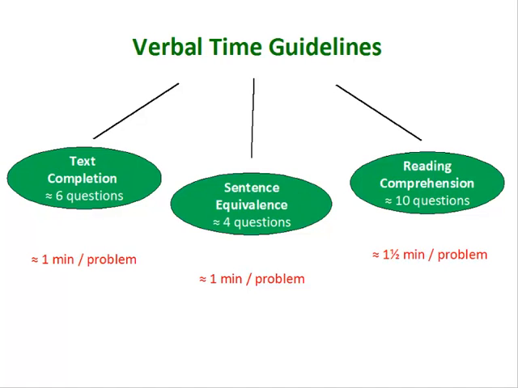Verbal timing guidelines are as follows. Generally 1 minute per problem on the vocab questions, text completion, and sentence equivalence. Some variations are okay. Many people find that it takes them a little longer on a 3 blank text completion than it would on a single blank text completion, and a little bit of that is okay. But the idea is you want to keep it at about a minute average so that you have a little more time on reading comprehension. When in doubt, I would say skew time towards reading comp.